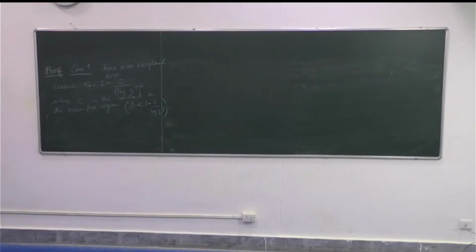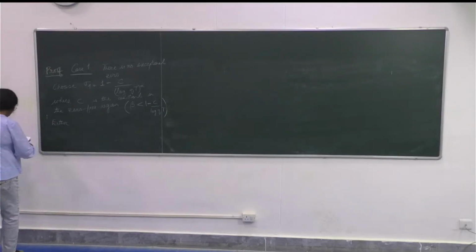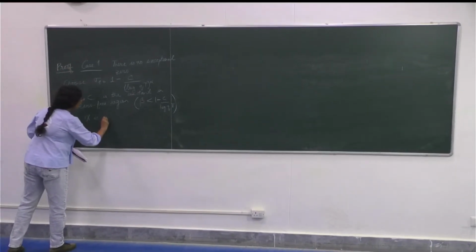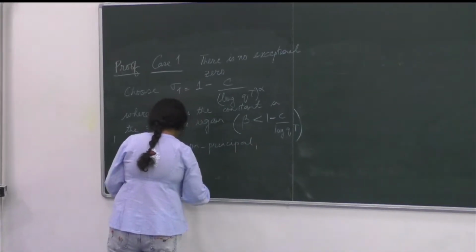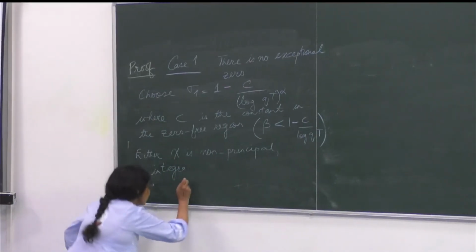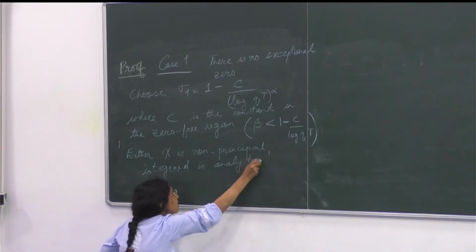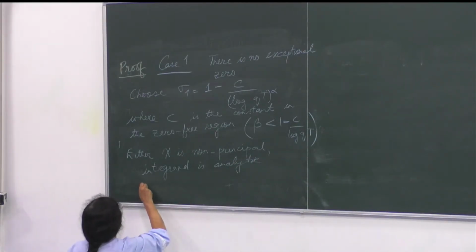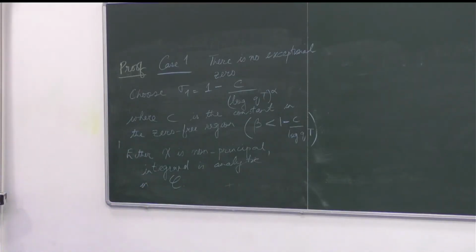So either chi is principal or chi is not. Begin by chi being non-principal, and then the integrand is analytic in C, my domain of integration. If not, chi is equal to chi 0.